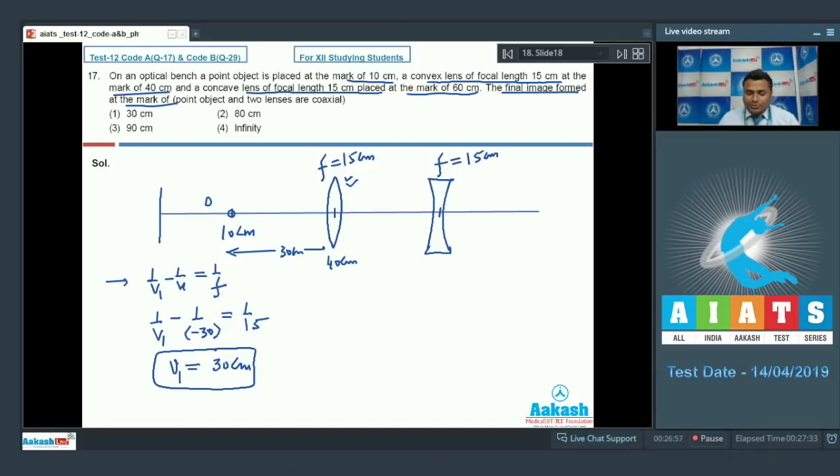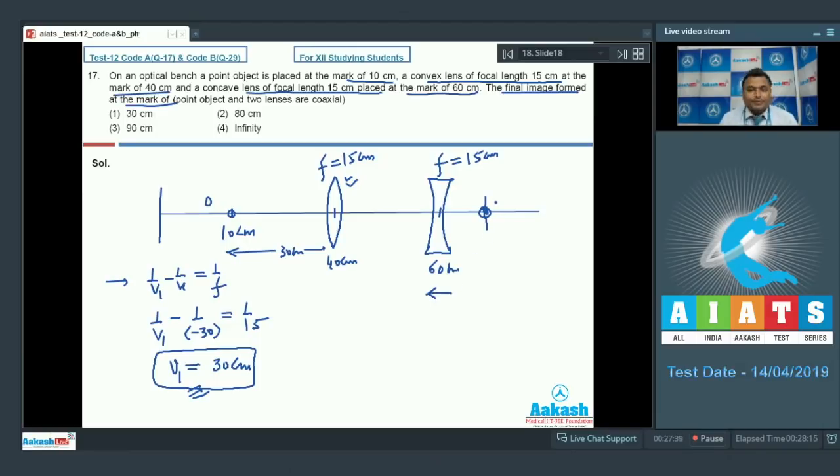Now the image will be formed at a distance 30 centimeter away from the lens in right direction. Real image, that's why right direction. So 40, 60 mark, here is somewhere the image is formed, means V1 is somewhere here. Now let's talk about the concave lens. This V1 or final image of convex will act as object for concave. The image formed by convex will act as object for the concave. So therefore here is the object for concave.